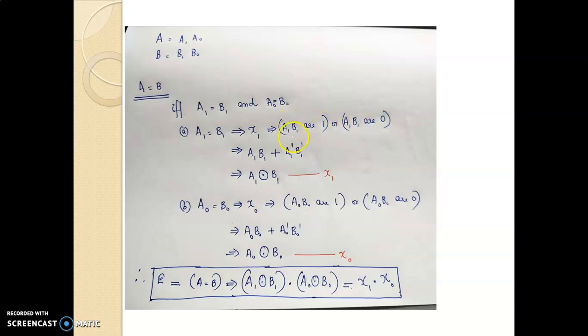So how will you represent that A1 and B1 are 1? Both are 1 can be represented without the complement sign. That is A1 dot B1. It means that A1 is equal to 1 and B1 is equal to 1. Similarly, A1 and B1 are 0 can be represented as A1 is 0, so A1 complement, and B1 is also 0, so B1 complement. So these are the two conditions when you can say that A1 is equal to B1.